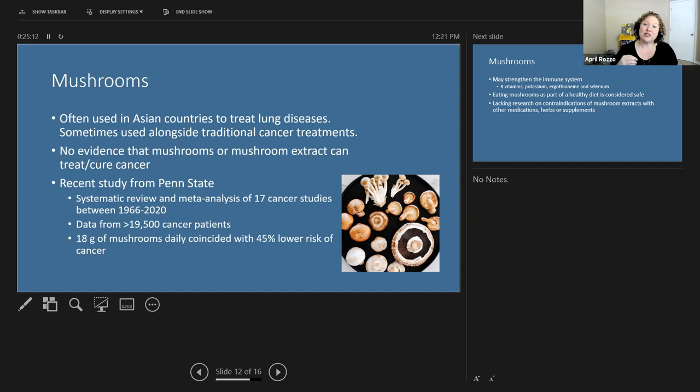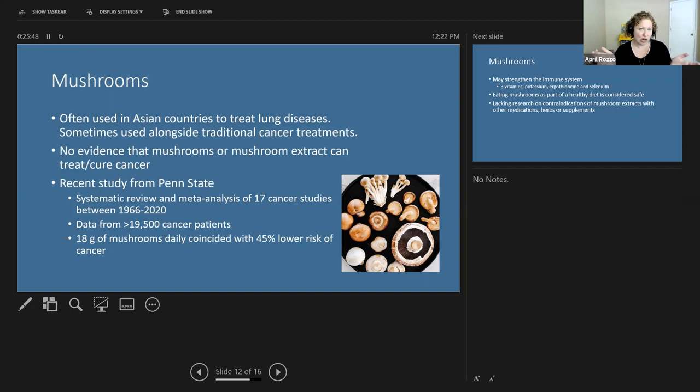However, there is new research from Penn State. They did a big systematic review of 17 cancer studies dating from 1966 to 2020. They pulled data from almost 20,000 cancer patients, and they found a correlation. So again, not cause and effect, just a correlation. People who ate 18 grams of mushrooms daily coincided with a 45% lower risk of cancer versus people who didn't eat mushrooms at all.